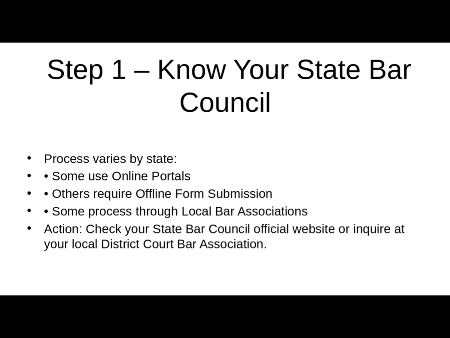So step one is check with your state bar council rules. The very first step is you should check the specific procedure followed by your state bar council. The process for obtaining an I card may vary from one state to another. Some state bar councils may accept applications online, others may require submission of offline forms, while others process applications through the local bar association. So it is very crucial to check the official website of your state bar council. Alternatively, you can also make inquiries at your district court bar association.